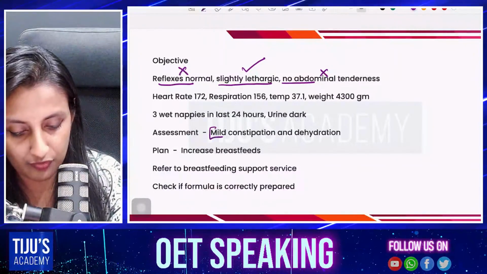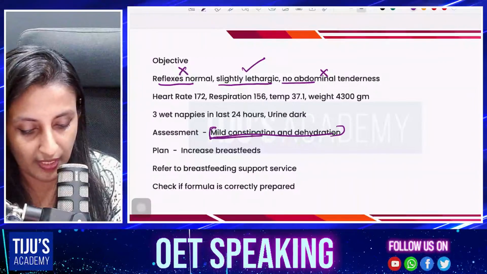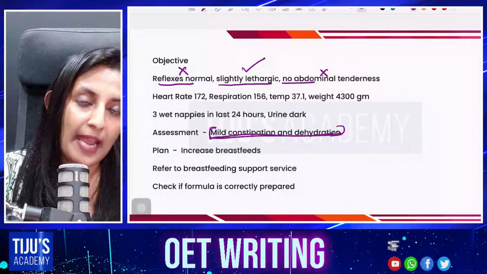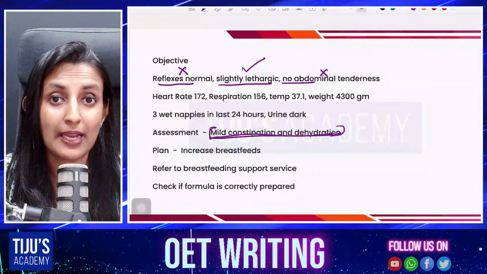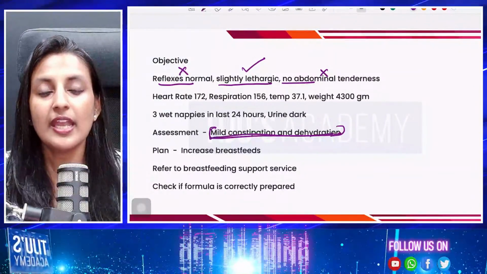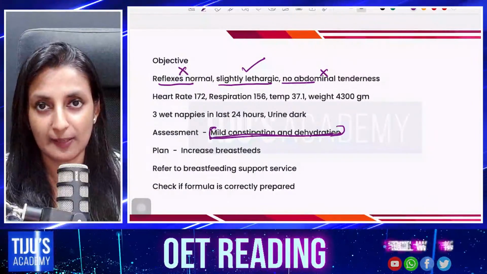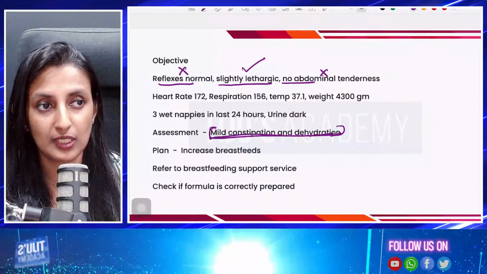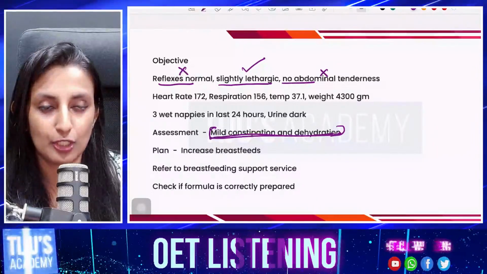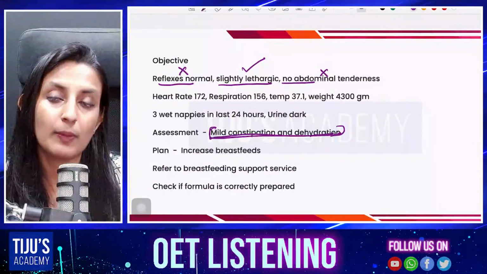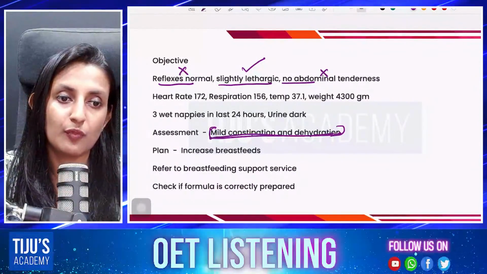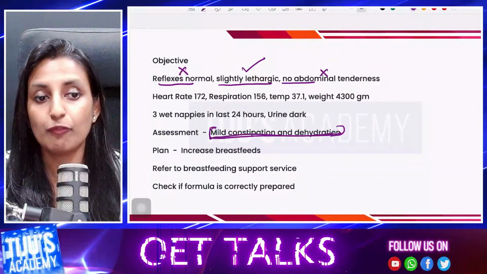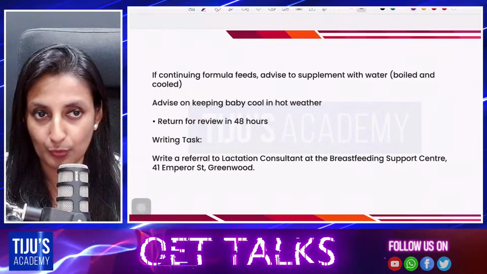So what's the condition of the patient? Mild constipation and dehydration. And the plan: increase. So what is the plan for the baby? Since the baby is having mild constipation and dehydration, he was asked to increase the breastfeed. Refer to breastfeeding support service. Check if formula is correctly prepared. Check whether the formula is correctly prepared. So increase breastfeed, and check whether the formula is correctly prepared.